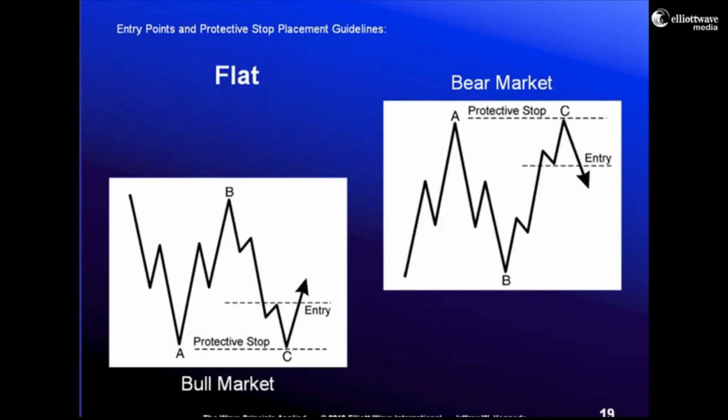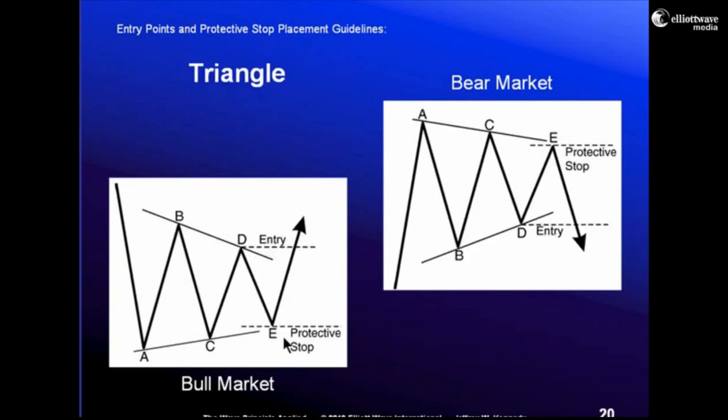With respect to a flat pattern, I want to see the extreme of wave 4 of C give way before taking a position. With respect to triangles, I want to wait for wave D to give way, and then at that point put my protective stop at wave E. Now again, the guidelines I'm showing you here with respect to entry are very conservative.